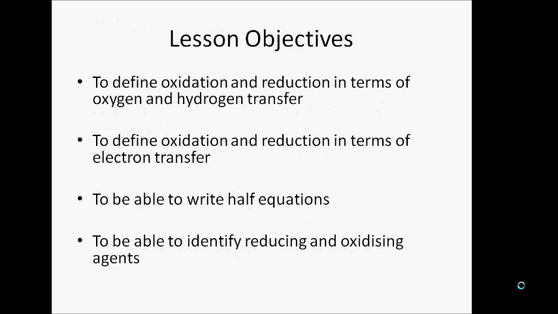Okay, so these are our lesson objectives, and we should now be able to do each of them. We said we should be able to define oxidation and reduction in terms of oxygen and hydrogen transfer, so you should be able to do that now. You should also be able to define oxidation and reduction in terms of electron transfer. You should be able to write the half equations now, and you should also be able to identify the reducing and oxidizing agents.